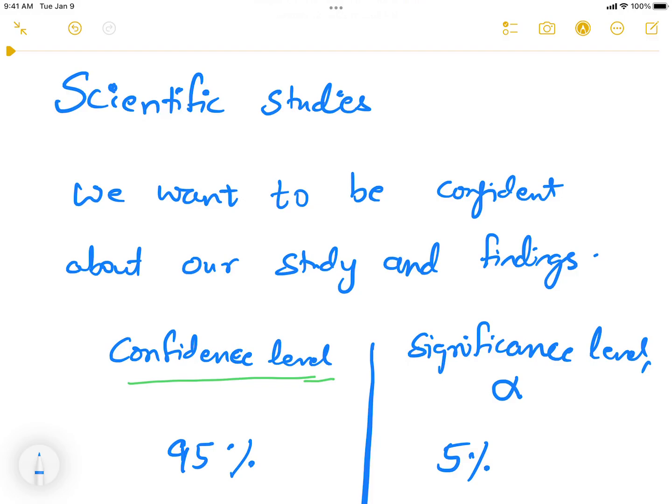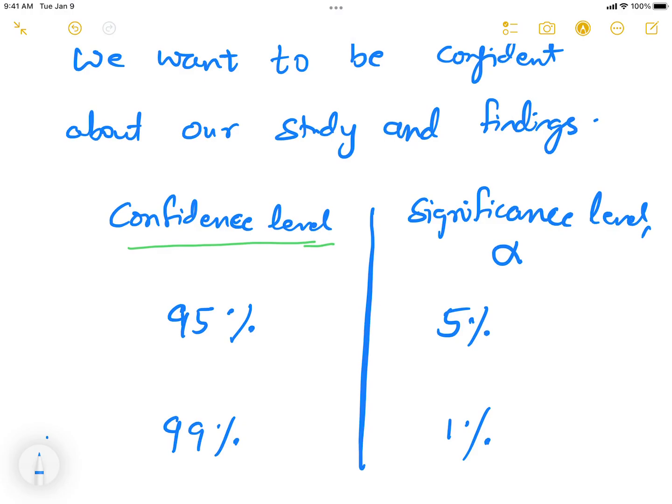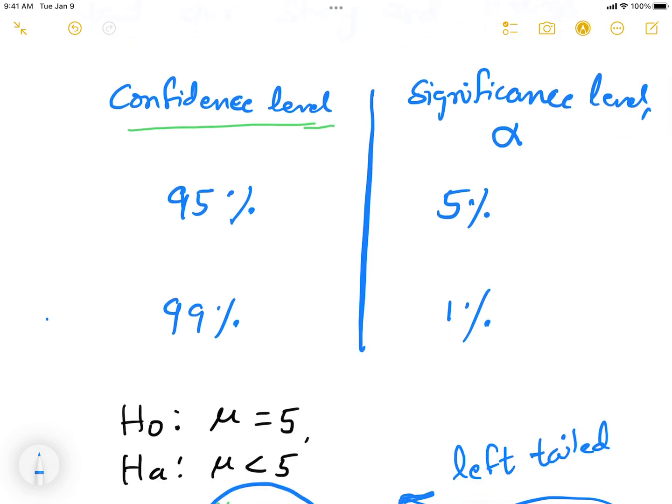Let's understand significance level. When we do scientific studies, we want to be confident about our study and findings. So the more confident we are, the better the study is. If the confidence level is 95%, then the significance level, given by alpha, will be 1 minus 95, which is 5%. Likewise, if we are 99% confident, the significance level will be 1 minus 99, so it's 1%.